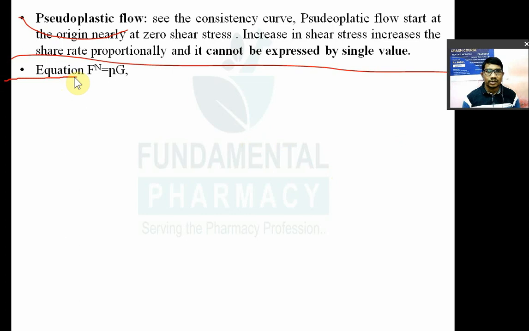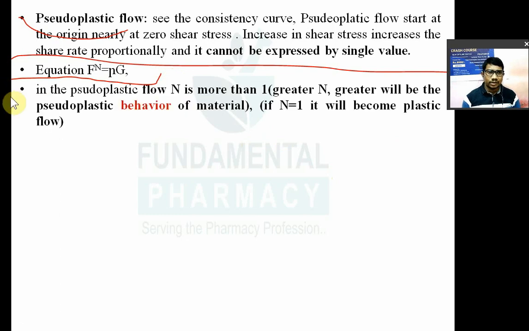The equation which represents the curve is F raised to n equals eta G. Here n is an integer. In pseudoplastic flow, the value of n is more than 1; n is greater than 1. The greater the value of n, the more pseudoplastic the behavior of the material. If n is equal to 1, that will become plastic flow.